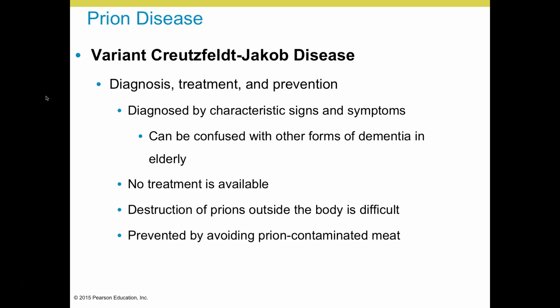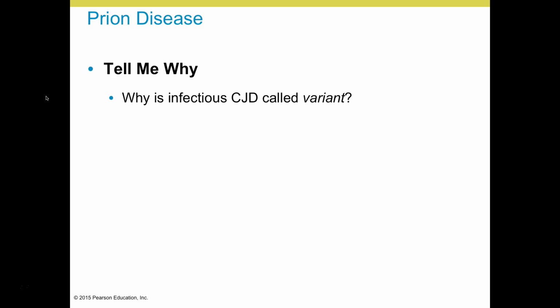How do you get rid of it? Well, prions are very difficult to kill, as we discussed earlier, because they have to be cleaned with high salt solutions or by incineration. The only way to prevent this is by not eating prion-contaminated meats. Why is it called variant? To give you a hint, it has to do with geography.